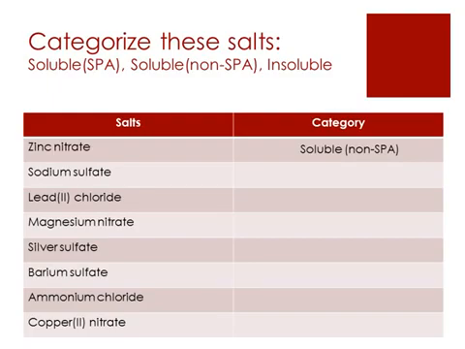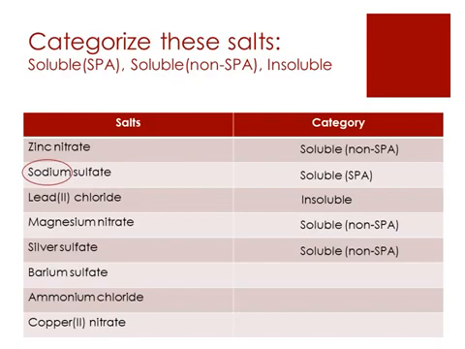Secondly, we have sodium sulfate. From the word sodium, we can quickly categorize it as a soluble SPAR salt. Third, lead(II) chloride. If you can recall correctly, lead(II) chloride is an insoluble salt. Magnesium nitrate is a soluble non-SPAR salt. As you can recall, all nitrates are soluble.